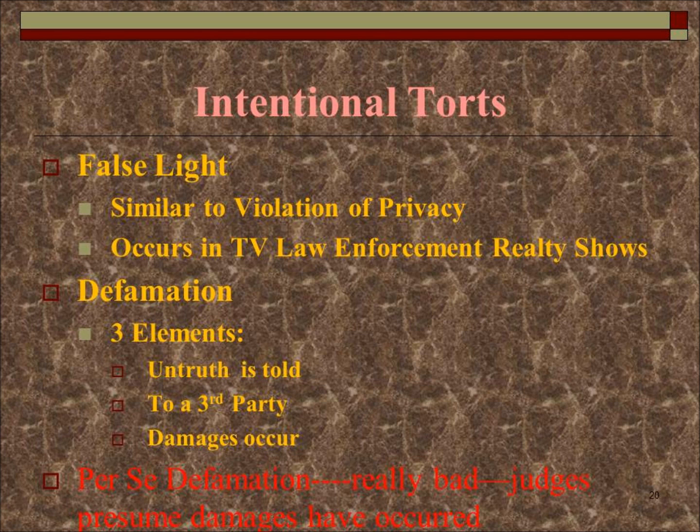A plaintiff only has to prove that the untruth is told and it's communicated to a third party. They don't have to worry about proving damages. Damages is sometimes hard to prove. But in a per se action, you do not have to prove it as a plaintiff. It's presumed. The untruth, the lie is so bad, over the top bad, that the court presumes there's damages.